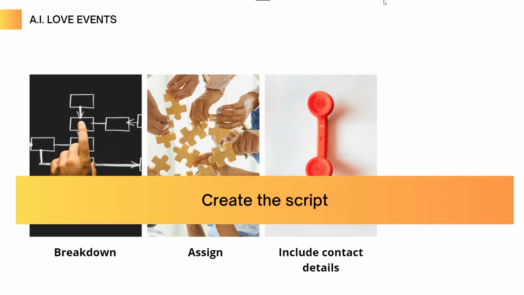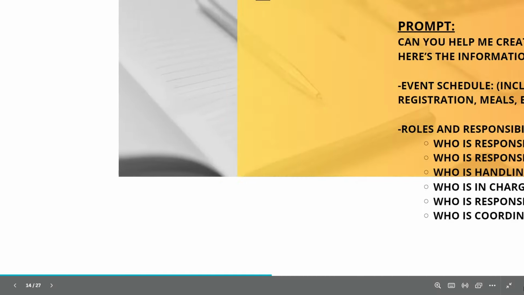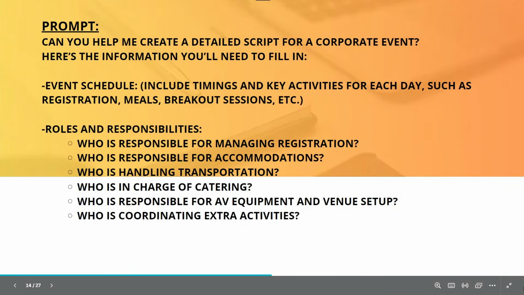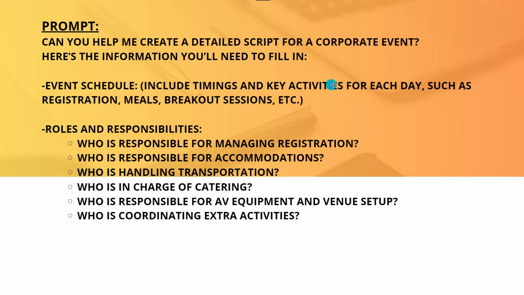Now all this information we will put into a Word document. We will not do this on our own, we will ask ChatGPT to create this for us. To ask ChatGPT for our help, we will be using a prompt. What is important in this prompt is the event schedule. Include timings and key activities for each day, such as registrations, meals, breakout sessions, and other things.